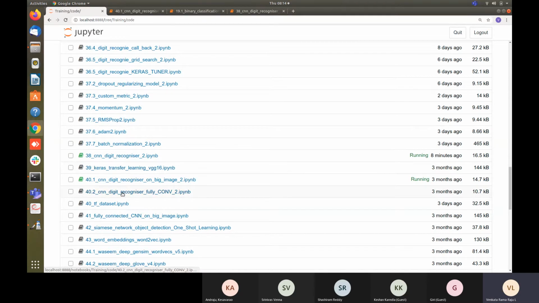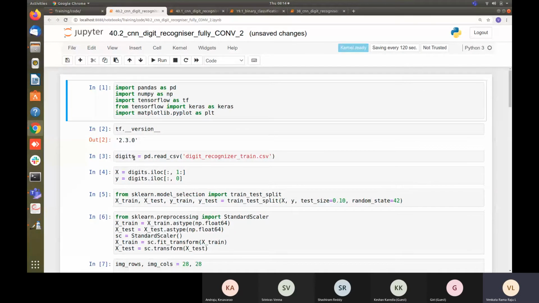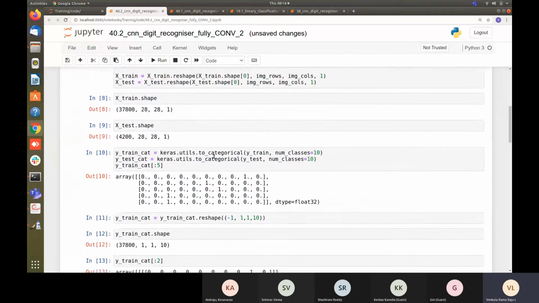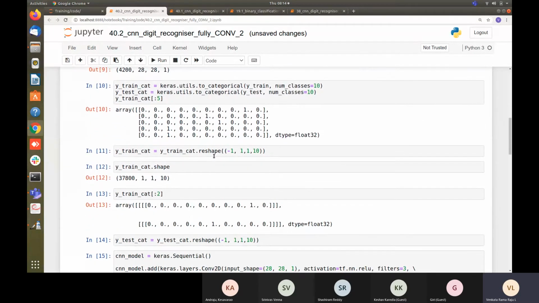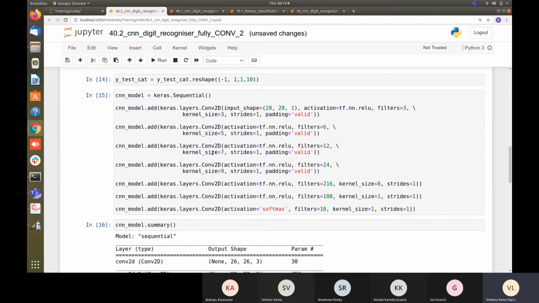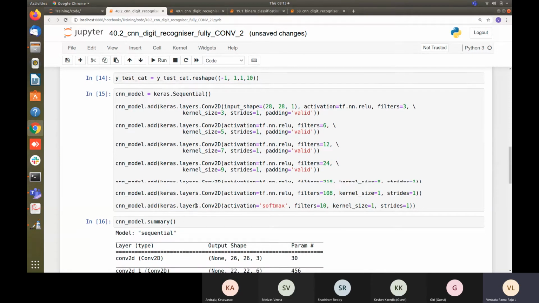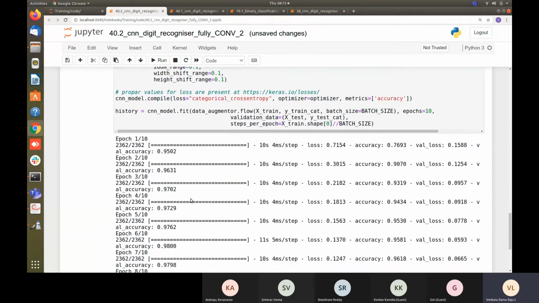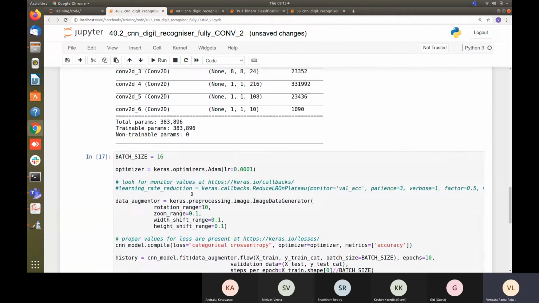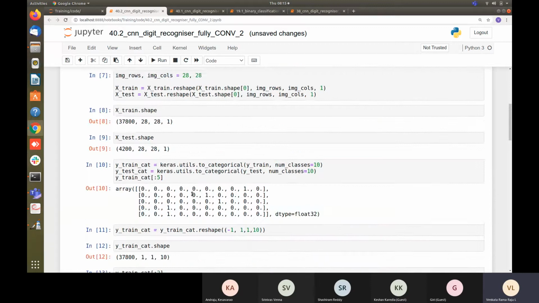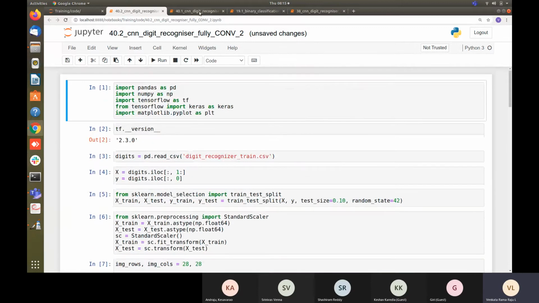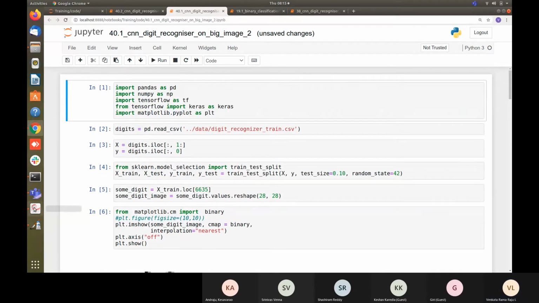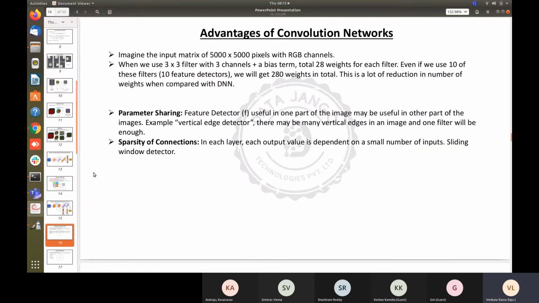Good. Okay, got it. So here, I'll explain this. Yeah, I built a fully connected, fully convolutional layer also. So yeah, this is a good example. This is a good one. This is the basis for object detection. Okay.